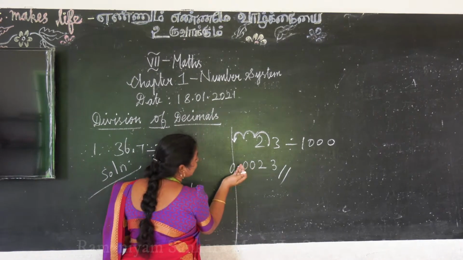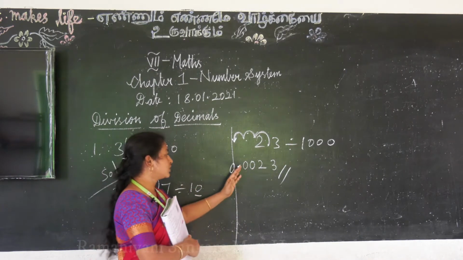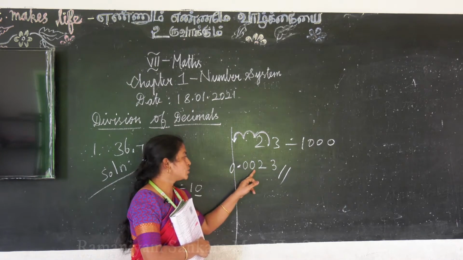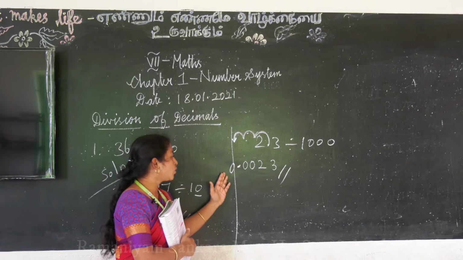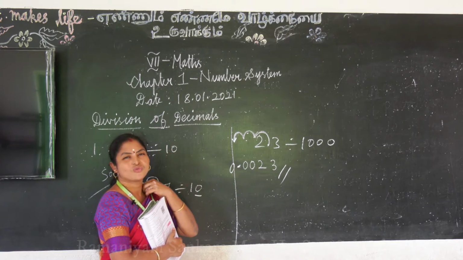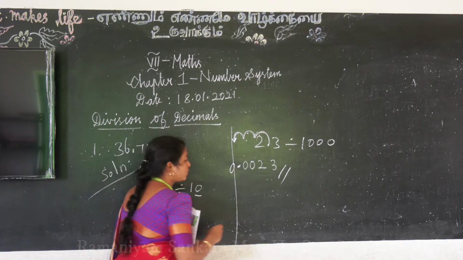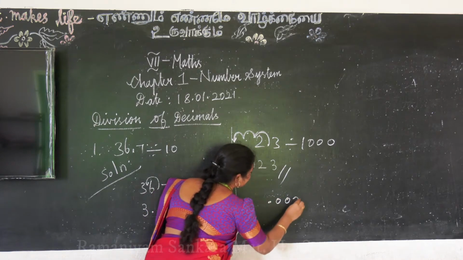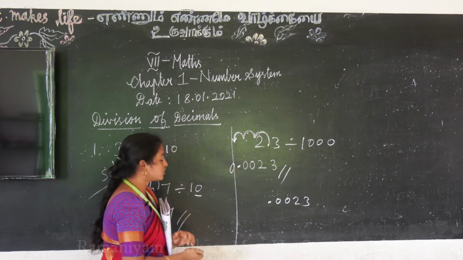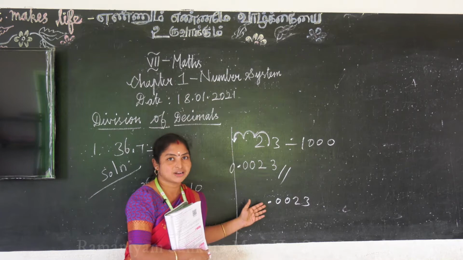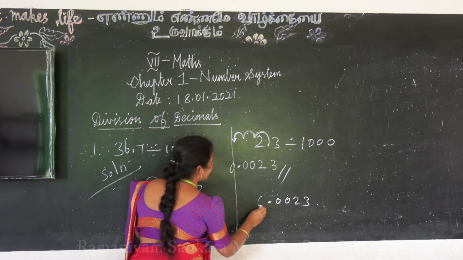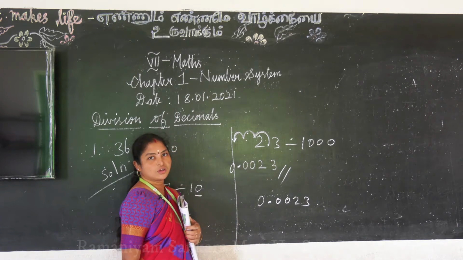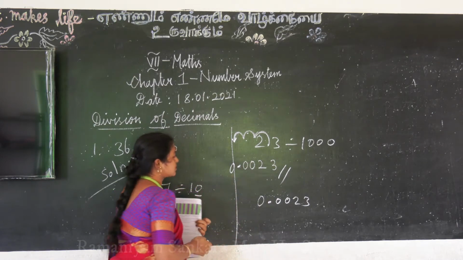Listen, ma'am. The answer is 0.0023. So why do I put 0 before the decimal point? For identification. If we write just .0023, we cannot identify the decimal point easily. So only for identification I added 0. See, this is the answer.